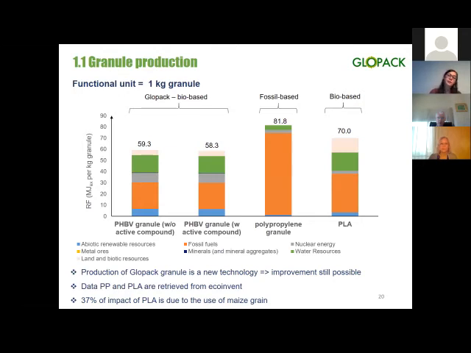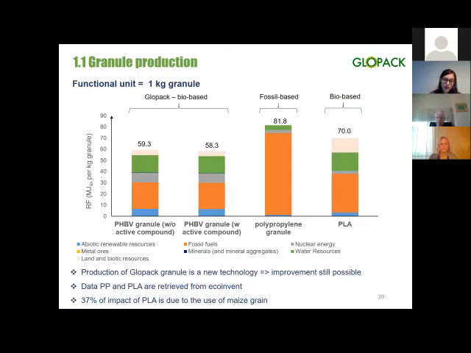This brings me, first of all, to the results of granule production. A lot of information on the slide, so we go through it one by one. We start at the left side, showing the y-axis. It's the resource footprint, so it's the resource consumption for 1 kilogram of granules expressed in megajoules exergy. So the higher it is, the more resources that were used.